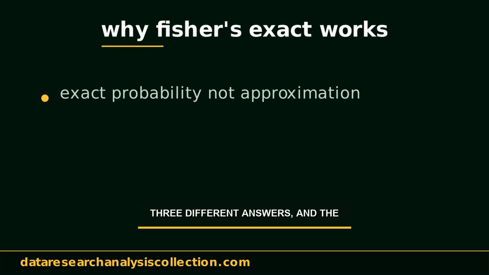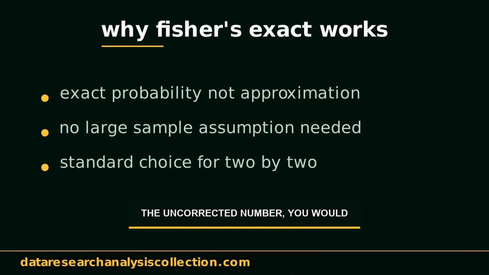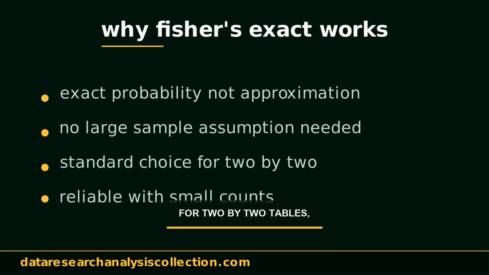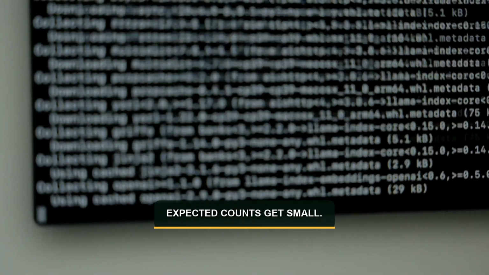Same data, 3 different answers, and the plain uncorrected chi-squared test is the outlier of the 3. That gap is the entire reason any of this matters. If you had stopped at the uncorrected number, you would have walked away with a far more optimistic read than the data actually supports. For 2x2 tables, which cover most simple 2 variant comparisons, Fisher's exact test is the standard swap once your expected counts get small.